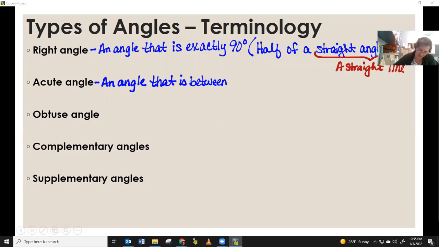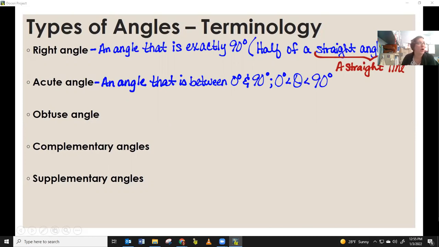So an acute angle is an angle that is between 0 degrees and 90 degrees. Or another way to write that would be 0 degrees to 90, like this.